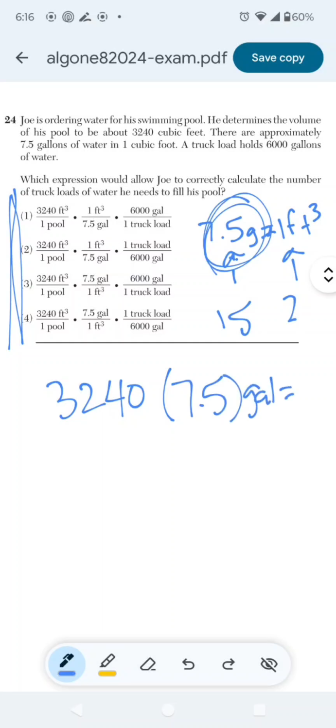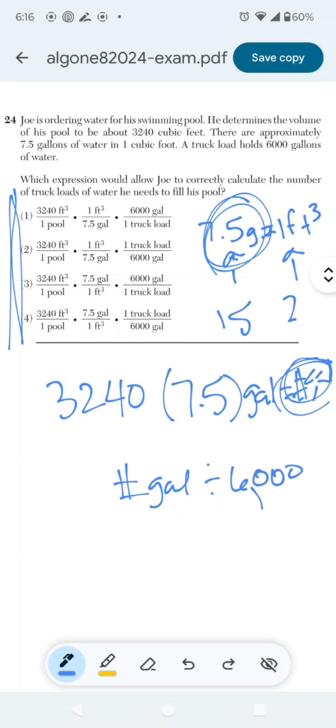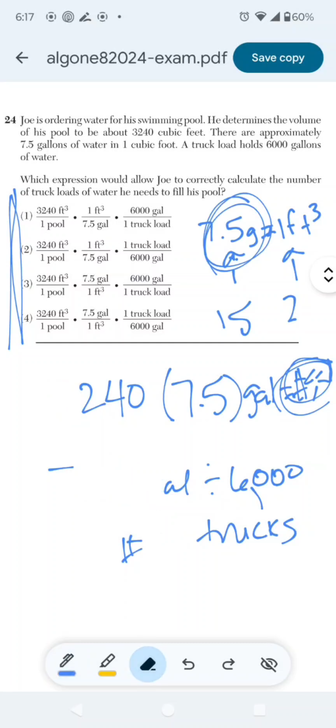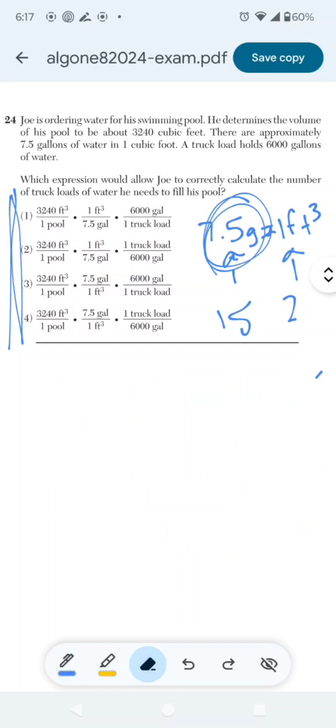Now, once I get my number of gallons, how do I figure out how many trucks I need? Well, I'm going to take my total, all the gallons I have, and divide that by 6,000. And that'll tell me how many trucks I'm going to need. So I take my total amount of gallons divided by my number of gallons per truck, and that'll help me know the number of trucks I'm going to need.